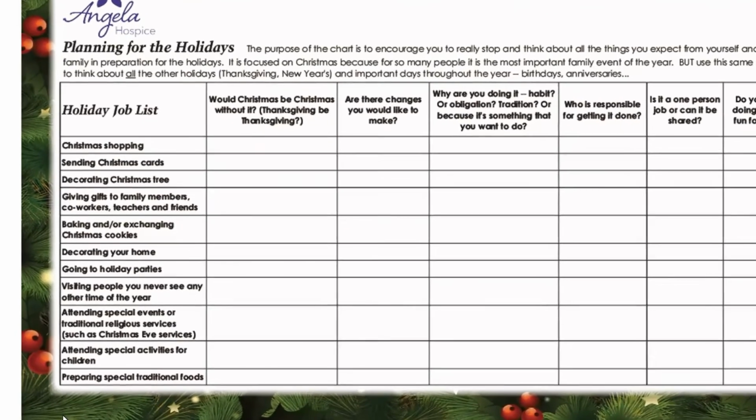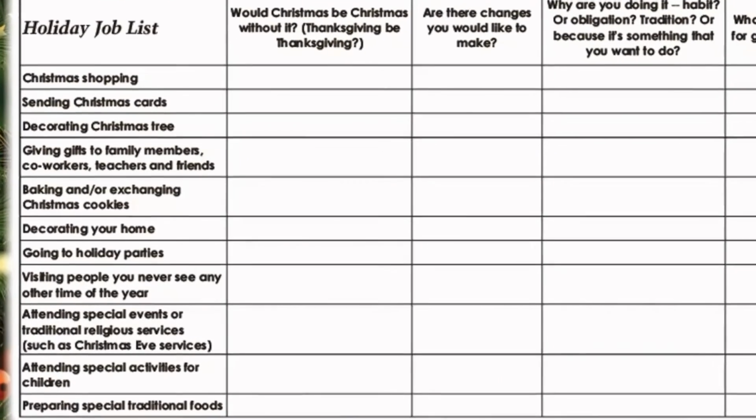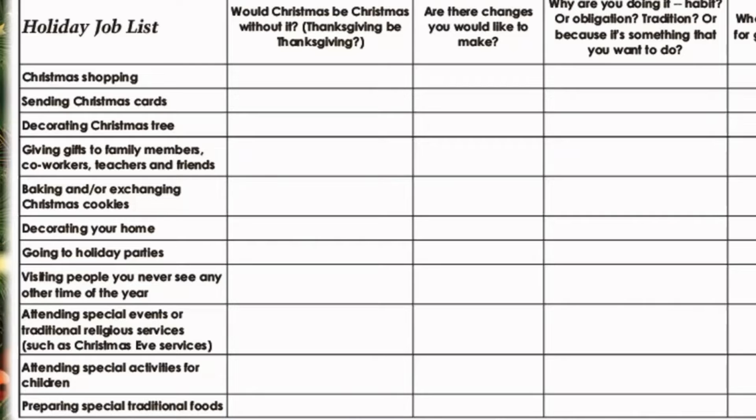If we look at the heading that says holiday jobs list: Christmas shopping, sending Christmas cards, giving gifts to family members, baking all those cookies, going to holiday parties, decorating your home, attending special events. Basically, under this part of the grid for the holiday plan is the list of jobs that you need to get done before the holiday. So you can add or subtract anything inside this list.